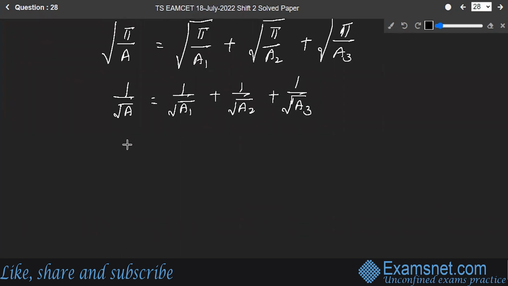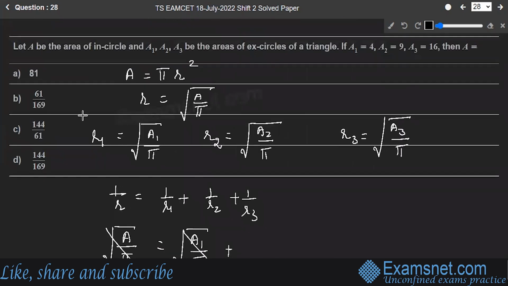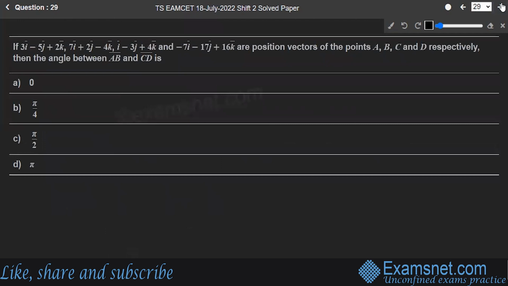So I know A1 is given to you in the question as 4. So this will be 1 by 2. A2 is 9, so this is 1 by 3, and A3 is 16, so this is equal to 1 by 4. So on solving, this will give you 13 by 12. 1 by root A will be 13 by 12, or root A will be equal to 12 upon 13, or A will be equal to 144 upon 169. So 144 upon 169 is the option, it's option D. So option D is the correct answer. Hope you got that. Next is question number 29.